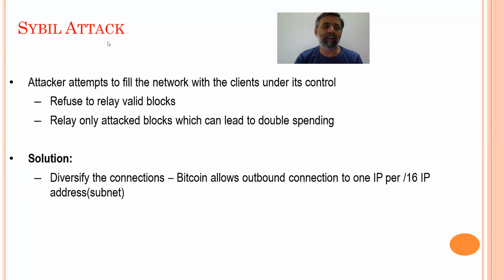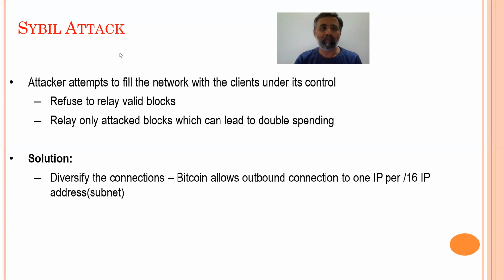Next type of attack we have is the Sybil attack. Sybil attack means there may be a group of attackers who combine and make a group, and collectively they can attack the network. An attacker may attempt to fill the network with clients under its control. And what can they do?